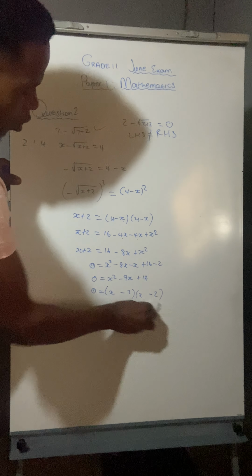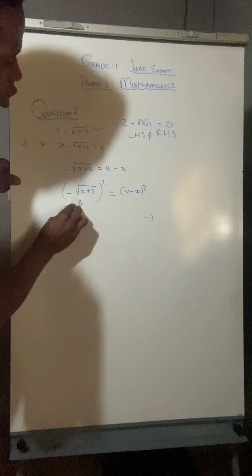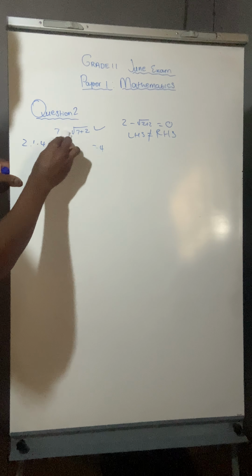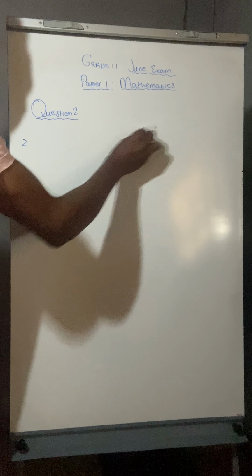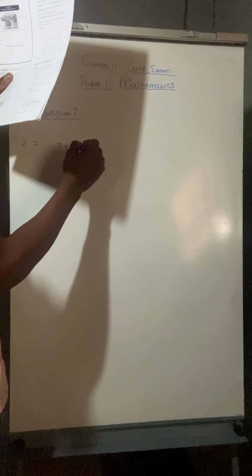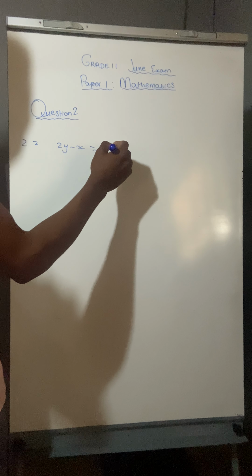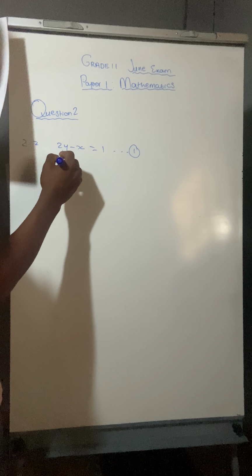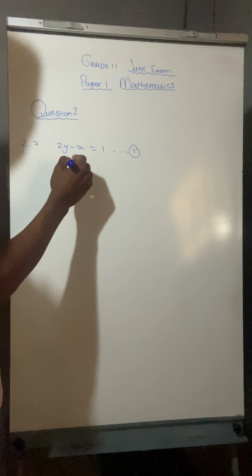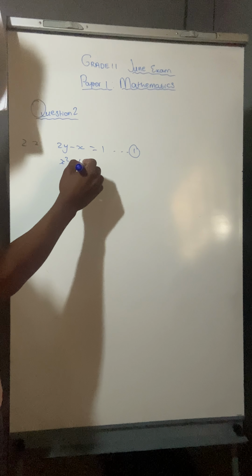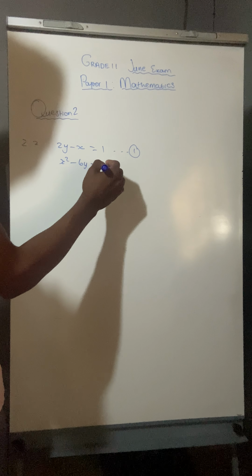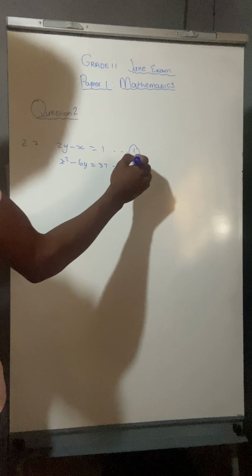Okay, the last question that we're going to do is simultaneous equations. On this simultaneous question 2.2, we have 2y minus x equals 1. This is equation number 1. Then equation number 2: x squared minus 6y equals 37.